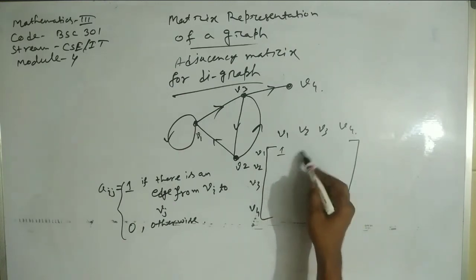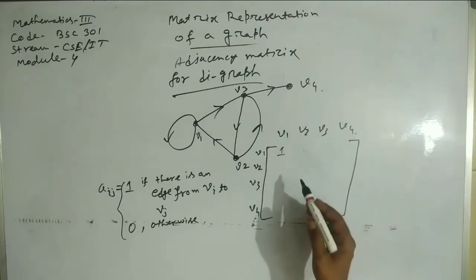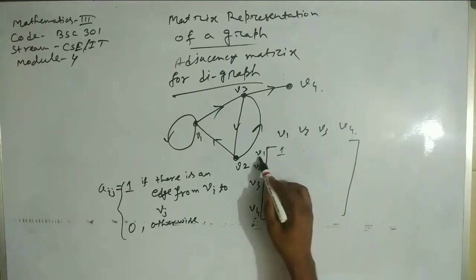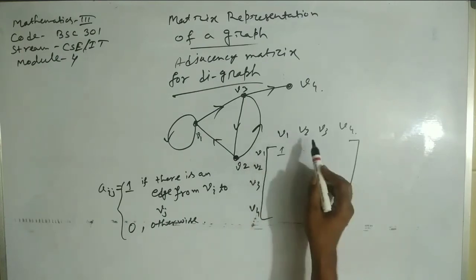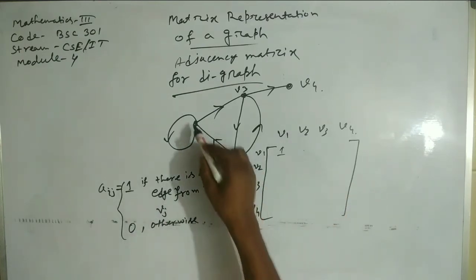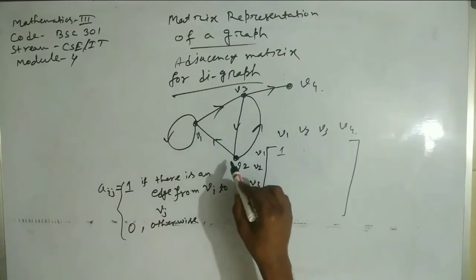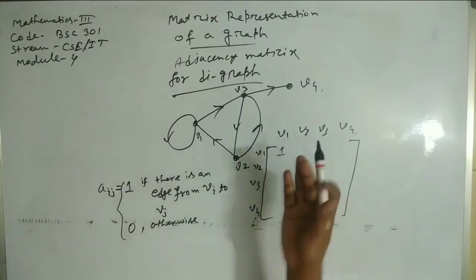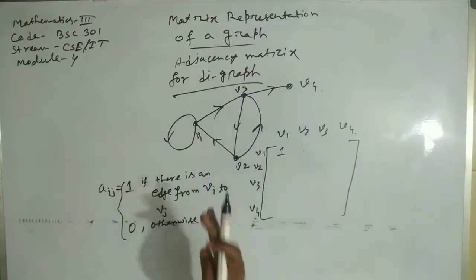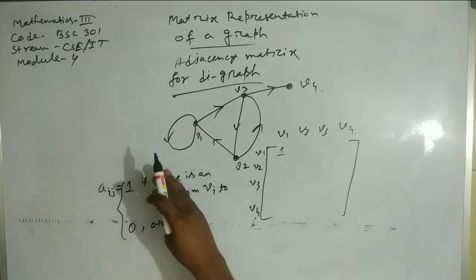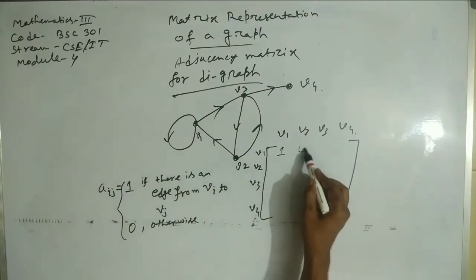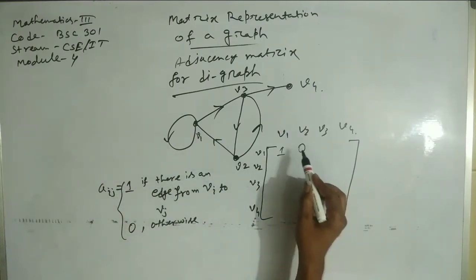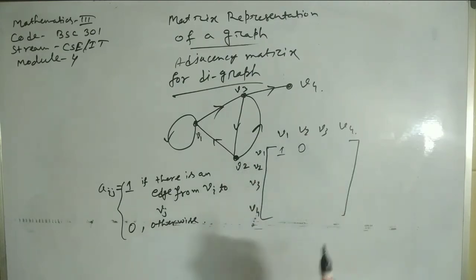Now for this element, we have to see if there is an edge from V1 to V2, not V2 to V1. First consider the row from V1 to V2. So there is an edge in between V1 and V2, but not in the direction from V1 to V2. The edge is from V2 to V1. So here it will be 0 because the edge is not from V1 to V2.